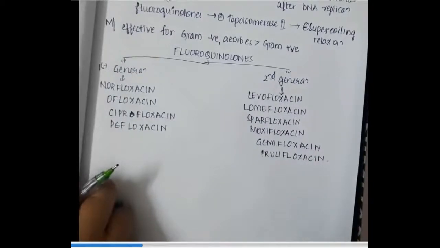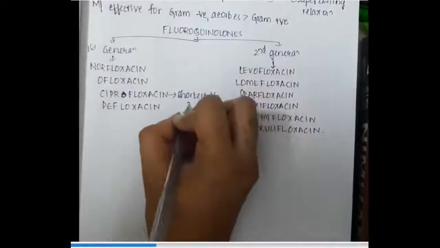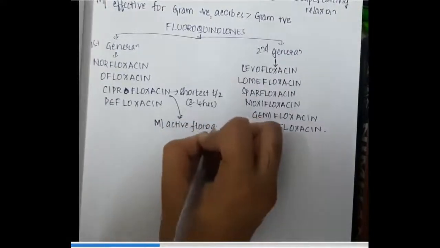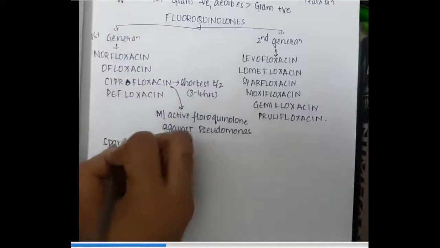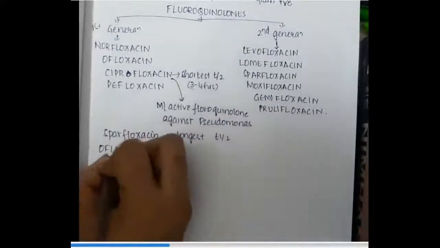Now the first drug, ciprofloxacin. Ciprofloxacin has the shortest half-life, that is 3 to 4 hours. Ciprofloxacin is also the most active fluoroquinolone against Pseudomonas. Then we have the drug sparfloxacin. Sparfloxacin has the longest half-life.